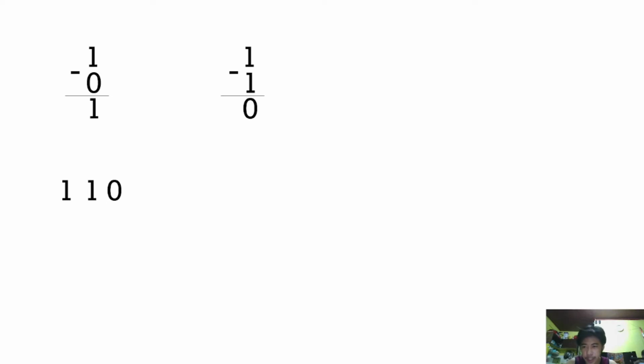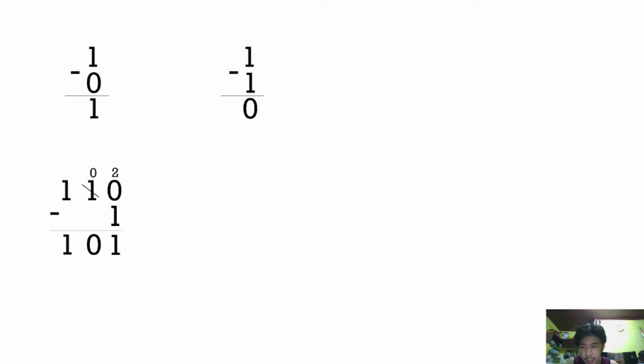3 bits minus 1. So the solution here is we will cross out the 1 and it becomes 0, because the 1 is distributed to the 0. So the 0 becomes 2. So 2 minus 1 equals 1. And bring down the numbers ahead.